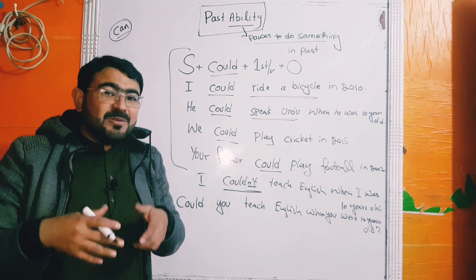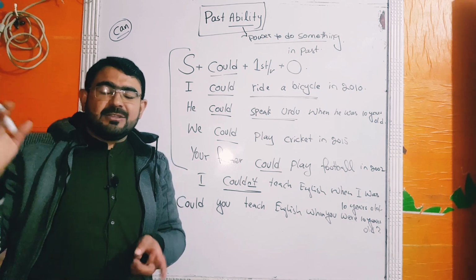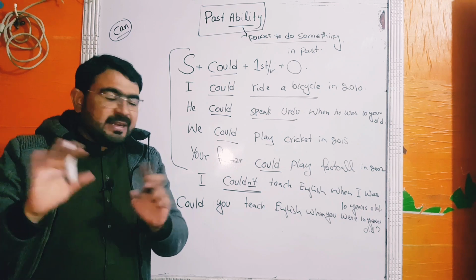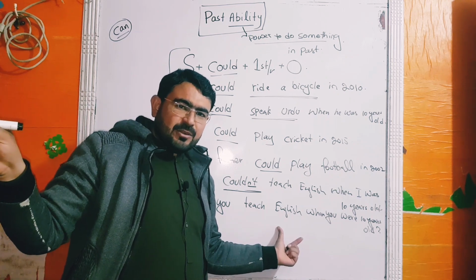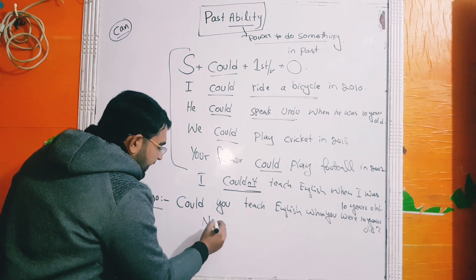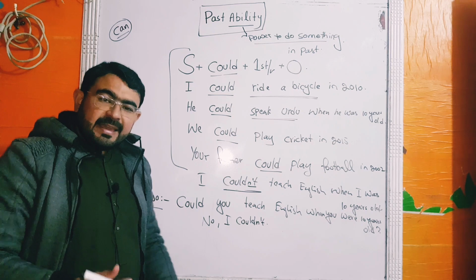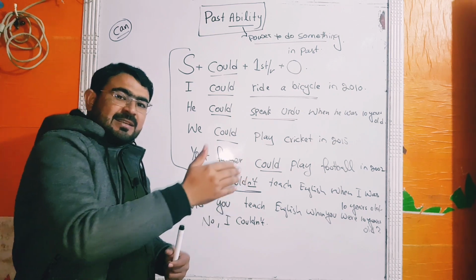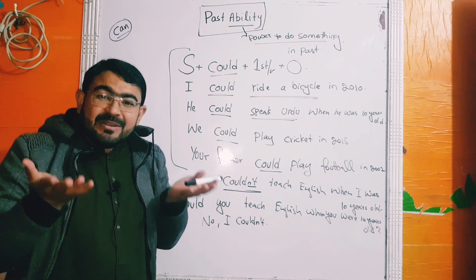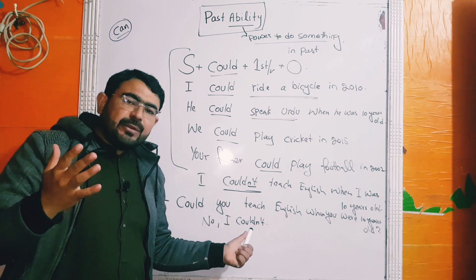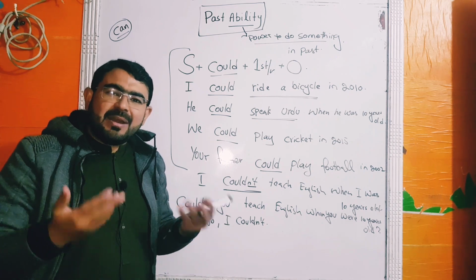For example, now you are a teacher, you can teach English. But in 2010 or in 2008, you were 10 years old or 15 years old. That time you could not teach. So I asked you, could you teach English when you were 10 years old? You said, no, sir, I couldn't. I can ask another question. Could you run fast or could you run when you were 2 years old? No, sir, I couldn't. At that time this was not your ability. I couldn't walk, I couldn't run when I was 2 years old. It was not my skill, my power, my ability.